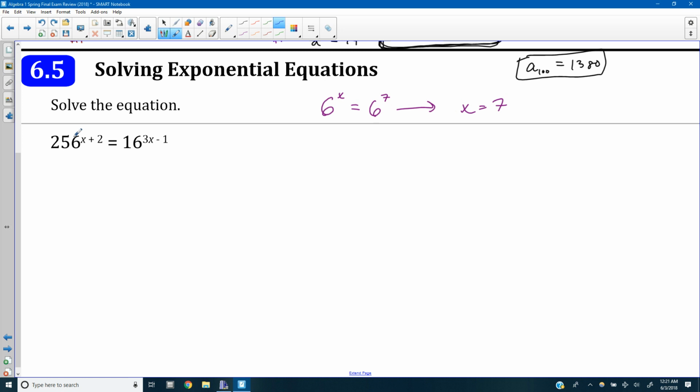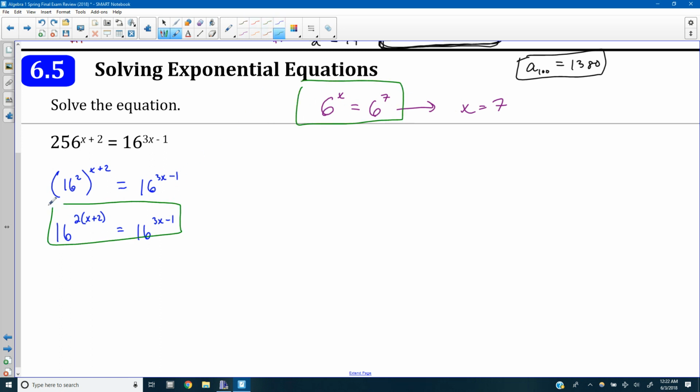256, if you didn't know, is 16 squared. So if I rewrite 256 as 16 squared, wrap it in parentheses, it's still raised to the x plus 2 power. This and this are the same thing. Now I'm not going to change this side. I'm going to leave it as 16 to the 3x minus 1 power. There's a property we talked about previously that says we have to multiply the exponents. So this becomes 16 to the 2 times x plus 2 power equals 16 to the 3x minus 1 power.